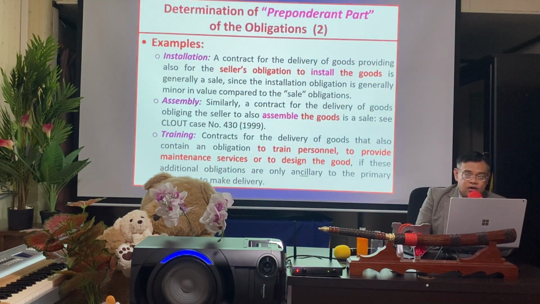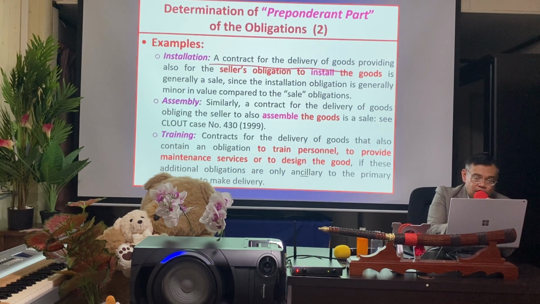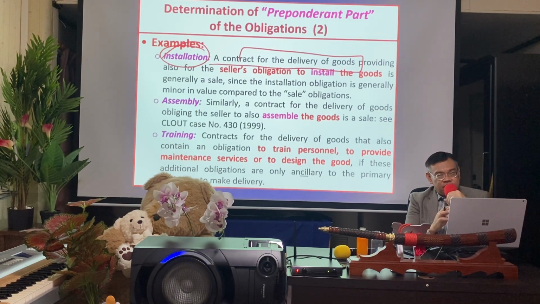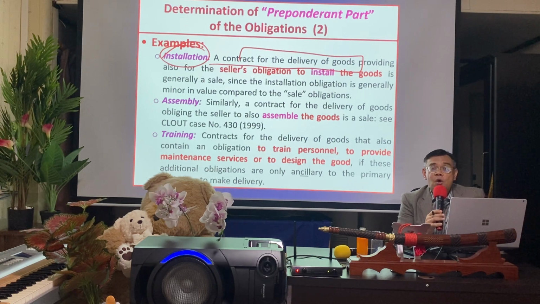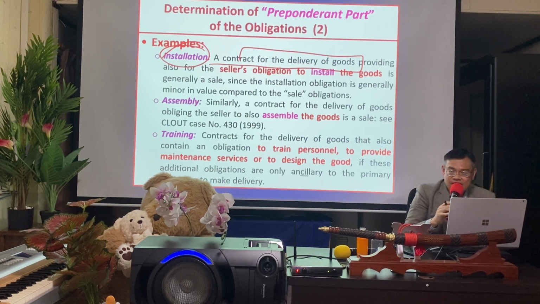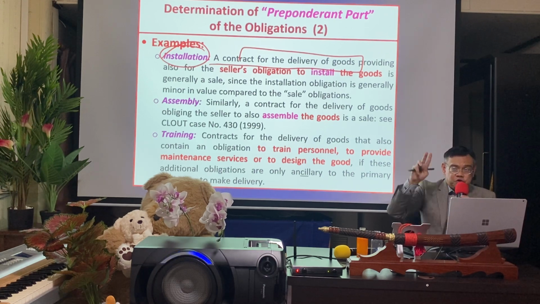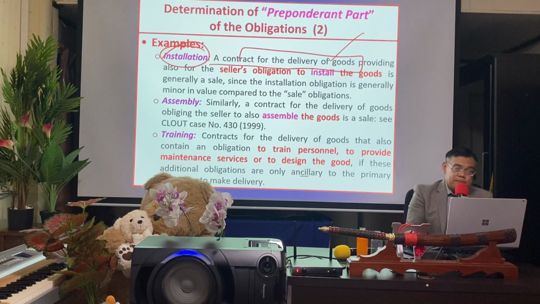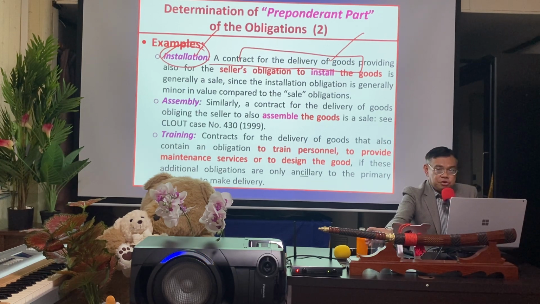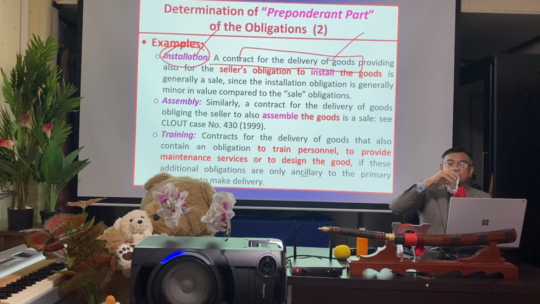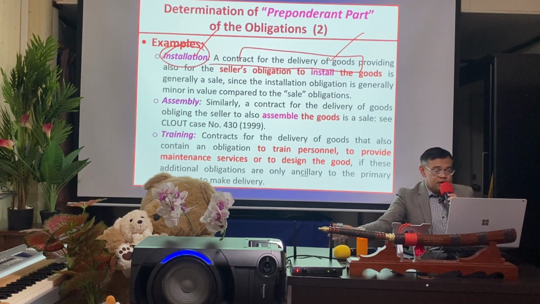We can see a contract which involves the combination of the delivery of the goods and also provision of some labor or services. Sometimes we get a contract for delivery of goods plus the obligation to do the installation. The goods or the product will have to be installed. Now, the obligation consists of two parts. The first part is the delivery of goods. The second part is installation. In this case, we have to compare the value or economic value of these two parts. Which one is the preponderant part?